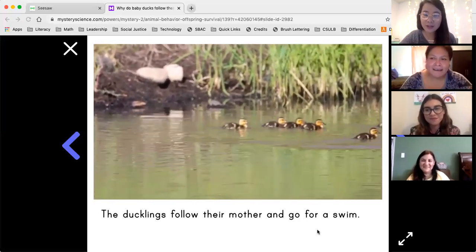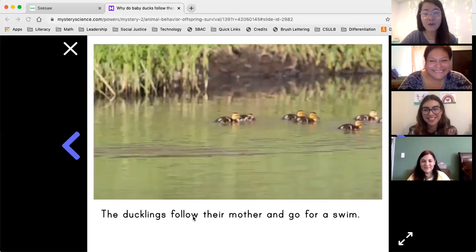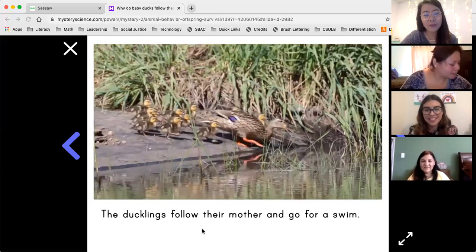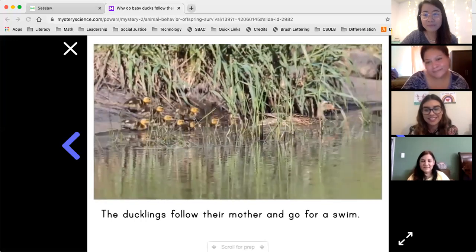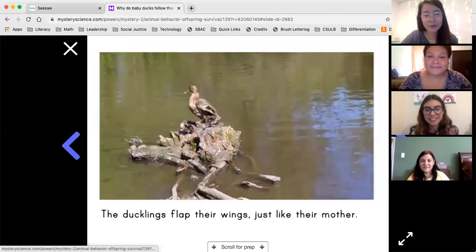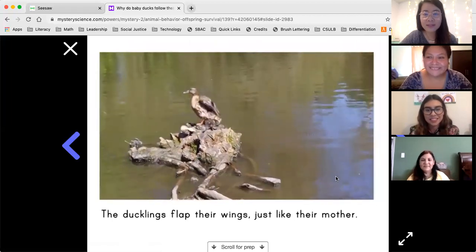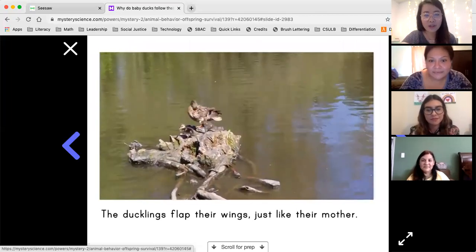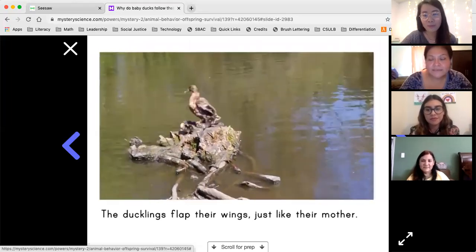And so yesterday we were watching videos of how the ducklings follow their mother everywhere. So this is a video of them following their mother as they go for a swim. And then we also have the ducklings following their mother when they're flapping their wings, right? And so we see this repetition of these ducklings always following their mother.